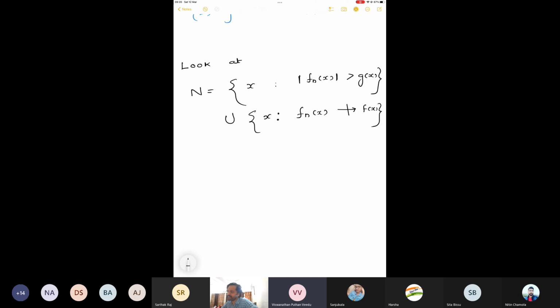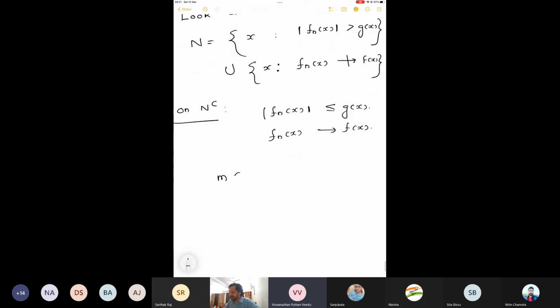Is that okay? Yes, sir. Now on N complement, what can you say? Can you say both hold, modulus of Fn(x) is less than or equal to G(x)? Yes, sir. Can you say Fn(x) converges to F(x)? Yes, sir. So on N complement, both of these happen. And what is the measure of N? It is 0, because where this property does not hold is of measure 0, since this property holds almost everywhere. So the measure of N is 0.